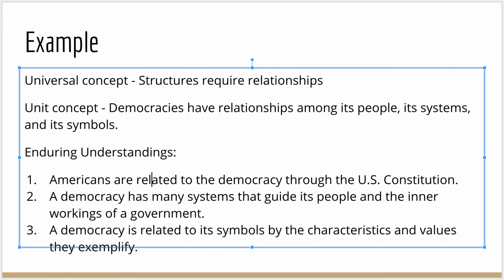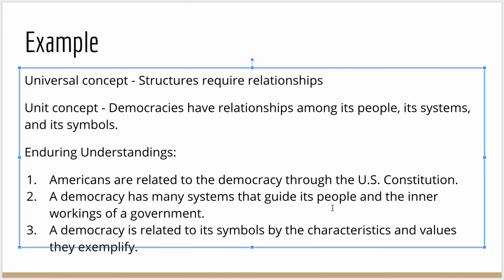I want to flesh out what those systems are to an extent, but I don't want to get so specific that I get into the discipline understandings and the guiding questions. So a democracy has many systems that guide its people and the inner workings of government. I could talk about many different people. I could talk about immigrants. I could talk about the laws and the consequences as they're broken.